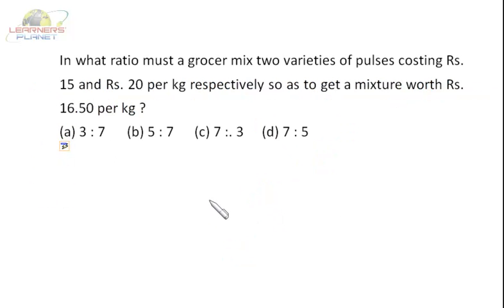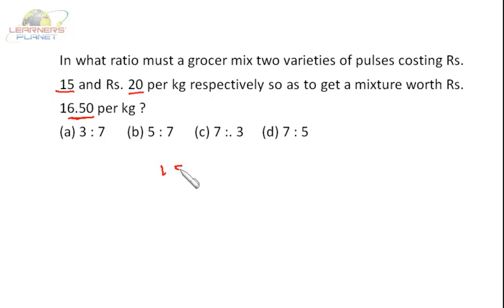Now let's see this question. In what ratio must a grocer mix two varieties of pulses costing rupees 15 and 20 per kilogram so as to get a mixture worth rupees 16.5 per kilogram? We have the two extreme values and their mean value, and we have to find out the ratio of these two extreme values to get the desired mixture.